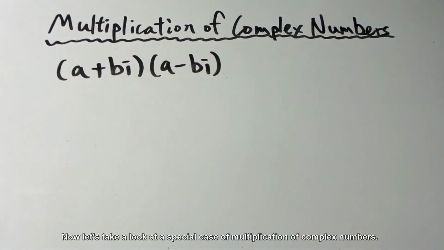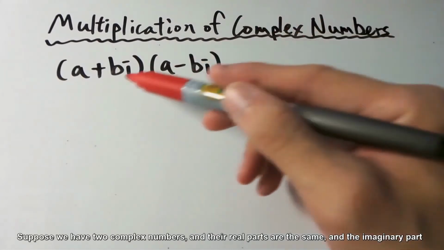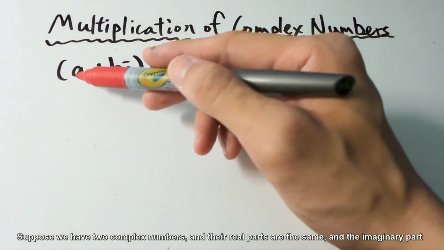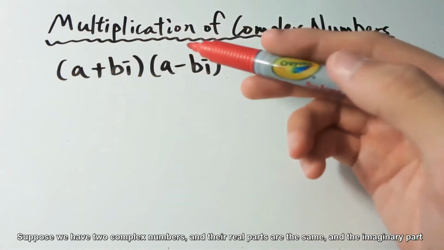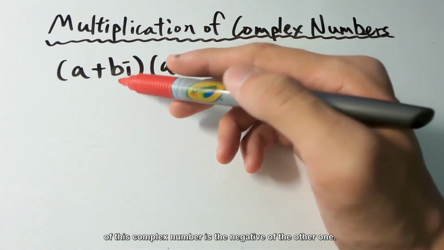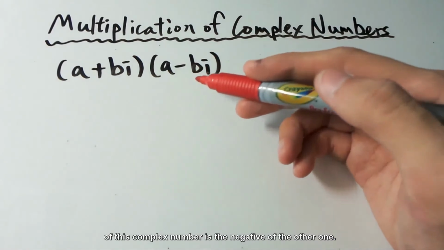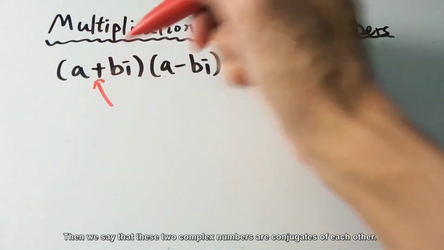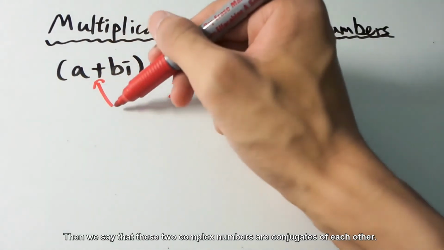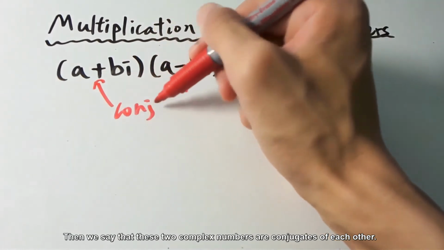Now let's take a look at a special case of multiplication of complex numbers. Suppose we have two complex numbers and their real parts are the same, and the imaginary part of this complex number is the negative of the other one. Then we say that these two complex numbers are conjugate of each other.